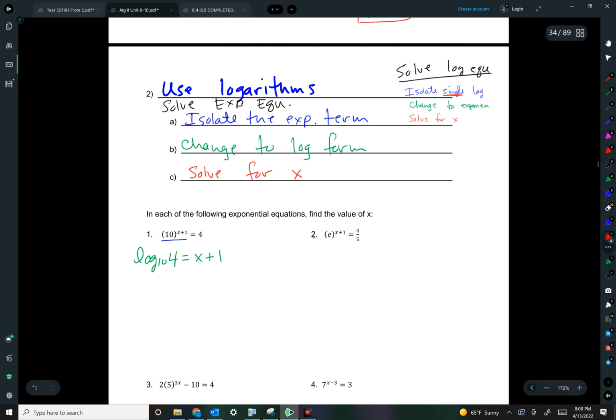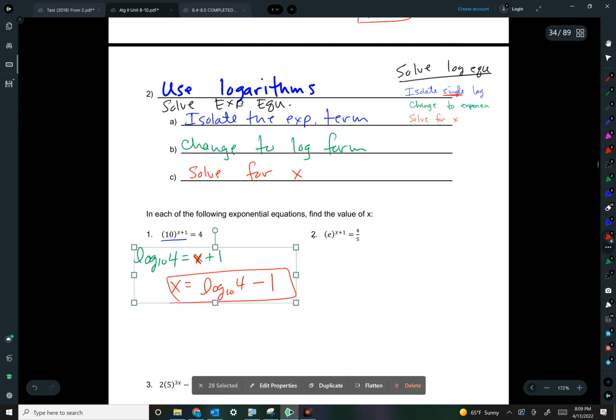I'm trying to solve for x. That means I'm trying to get this x by itself. Well, all I have to do is subtract 1. So x is going to be whatever log base 10 of 4 is, minus 1. And since that 1 is not a part of the logarithm, you don't change this to say log base 10 of 3. You can't combine those. So that is my answer.